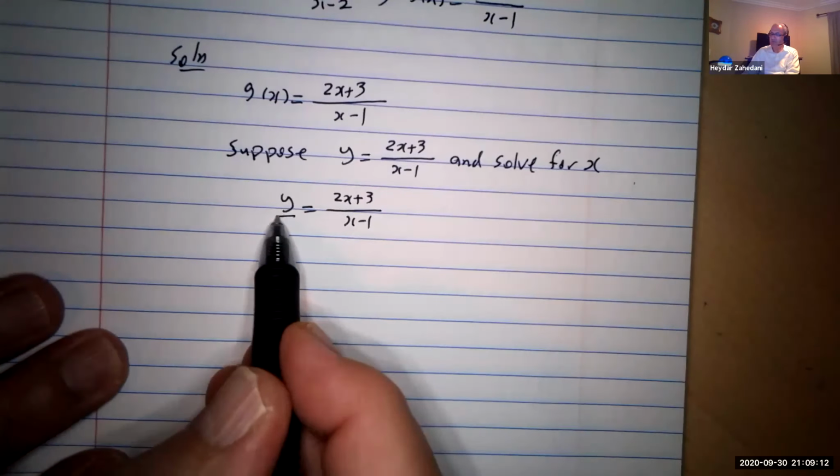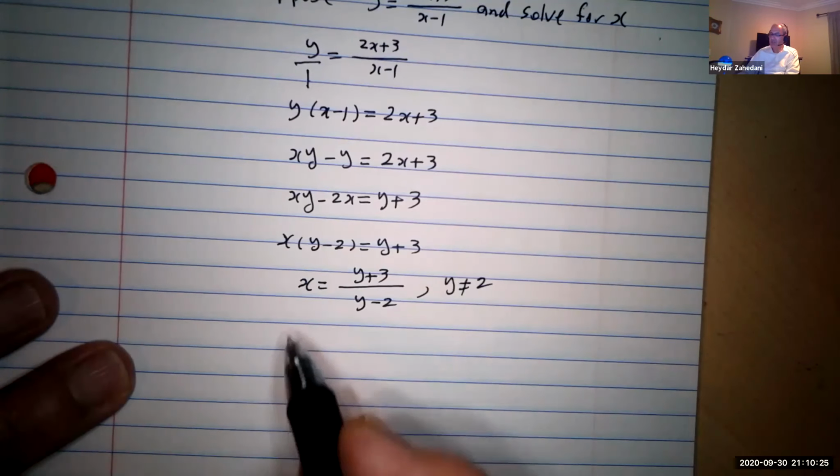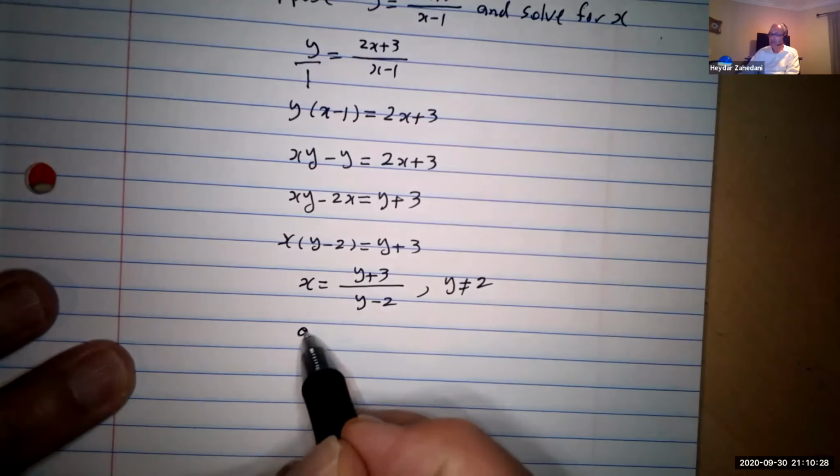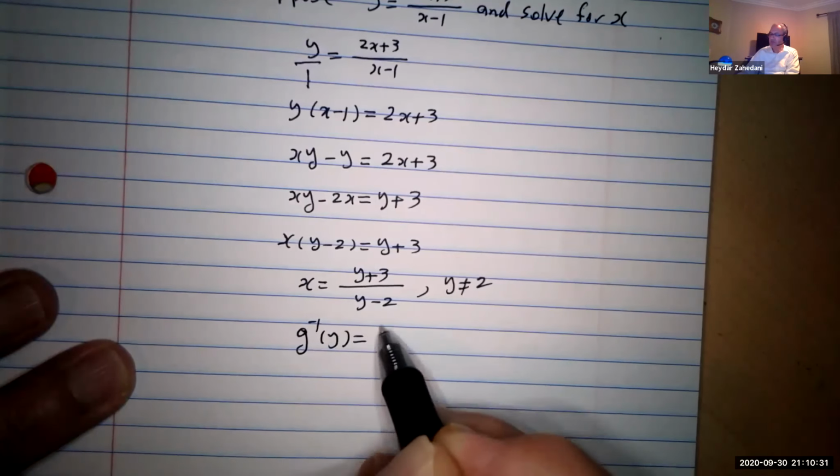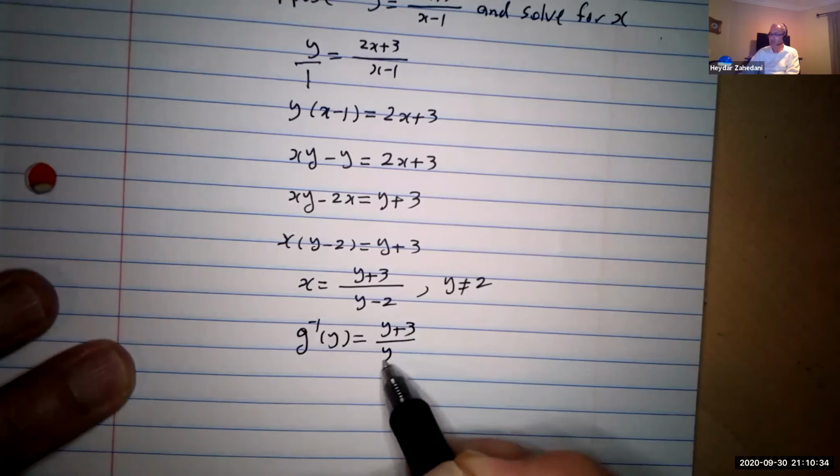All the x's to one side, everything else goes to the other side. We cannot combine them together, but we can pull out the x as a factor. x out, so that gives y minus 2 equal to y plus 3. Now we have to divide. We know that we divide, but we impose the condition. x is equal to y plus 3 over y minus 2, with the condition y not equal to 2. You have to put the condition, otherwise you can't find it. So this is your g inverse. This is the g inverse of y, which is equal to y plus 3 over y minus 2.